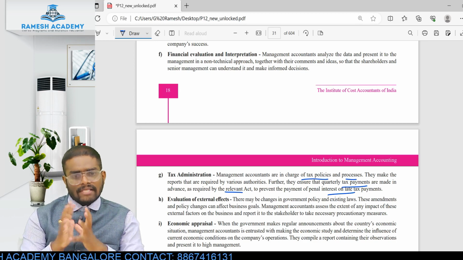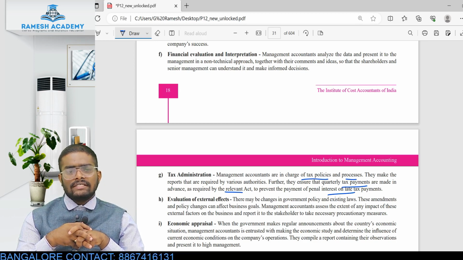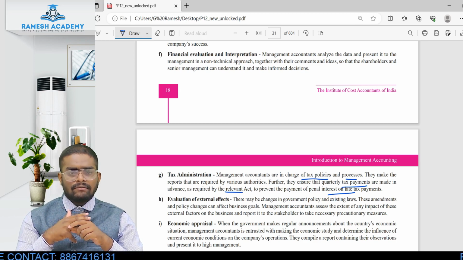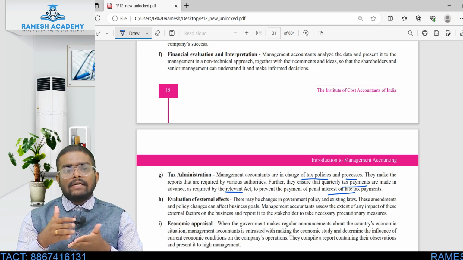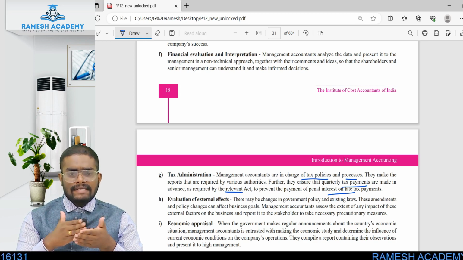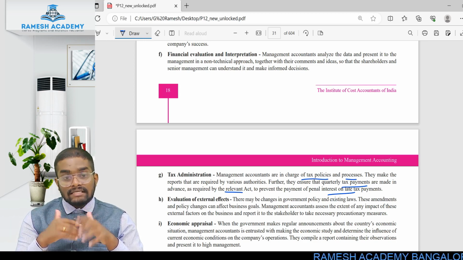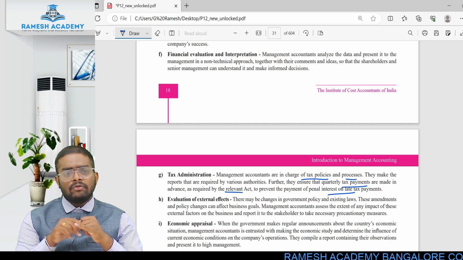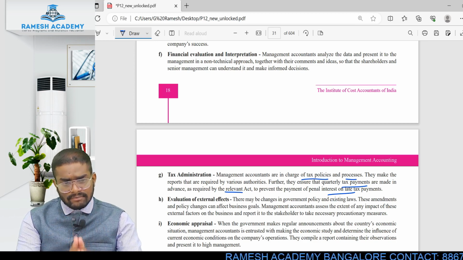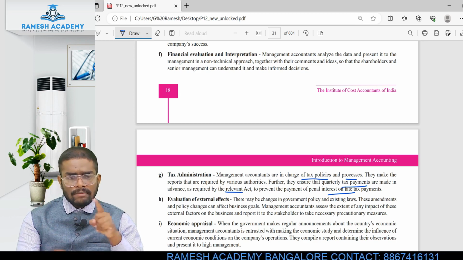See, it is not actually a job of the management accountant, but the management accountant has to take tax administration into consideration, because we'll be having certain monthly payments. Say GST, it should be paid by the 20th of the following month. Say TDS, it should be paid by the 7th of the following month. If there is a delay in payment, we'll be incurring two costs: one is the interest, one is the penalty. If the penalty is minimum, we can pay the penalty and interest. If it is high, there will be loss of working capital.